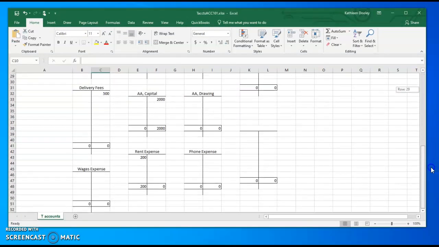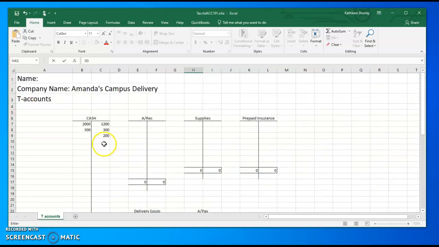Okay, debit to phone expense. Here's phone expense. The debit is the left side, and a credit to cash. Credit is the right side, to the cash for $50.